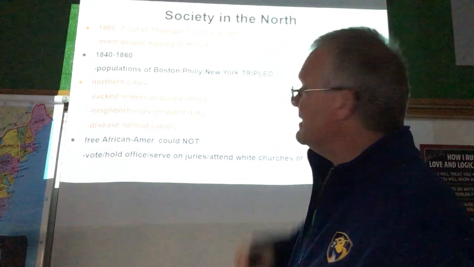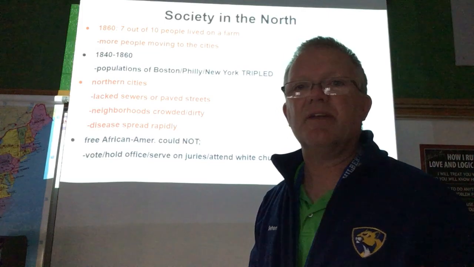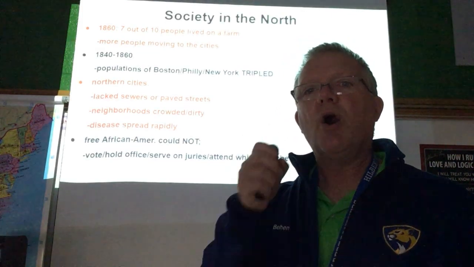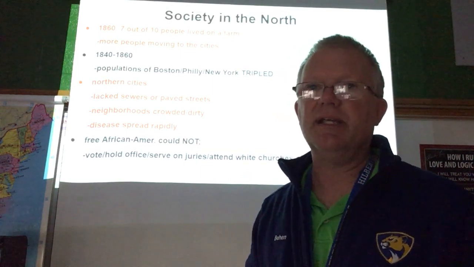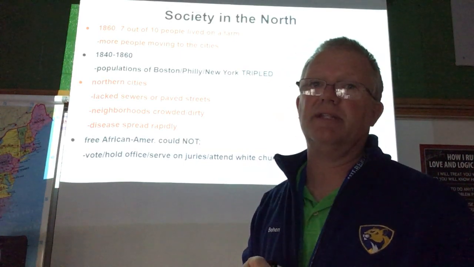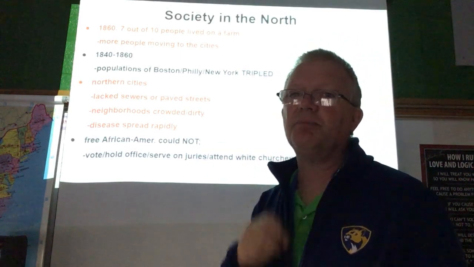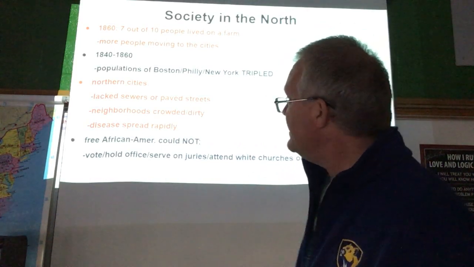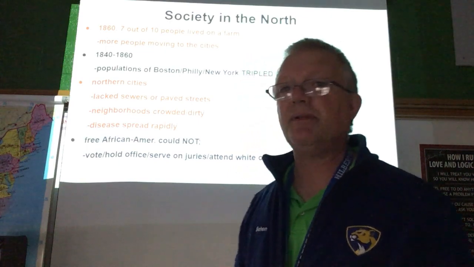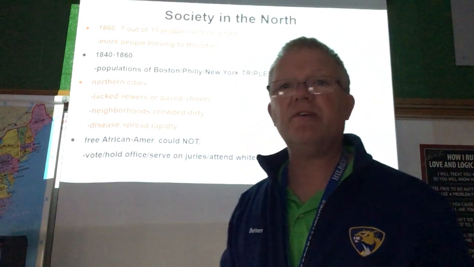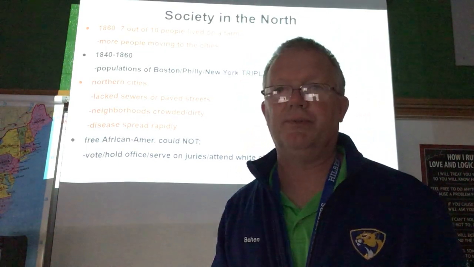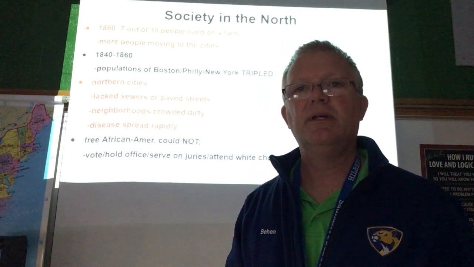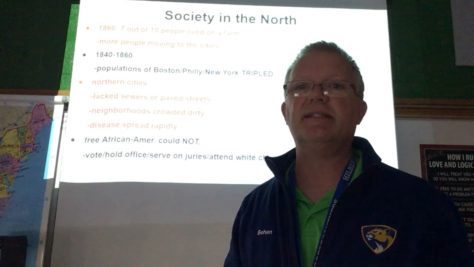The Northern Society. In 1860, 7 out of 10 people lived on a farm in the North. It was still mostly a farming society, although there were a number of factories. There were some large cities, but 7 out of 10 people still lived on farms in 1860. Between 1840 and 1860, the populations of Boston, Philadelphia, and New York tripled because immigrants were coming over from Europe to live in the United States.